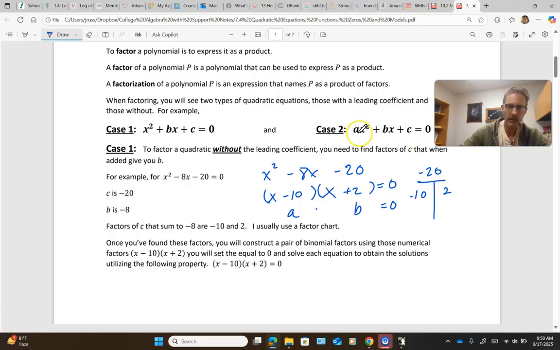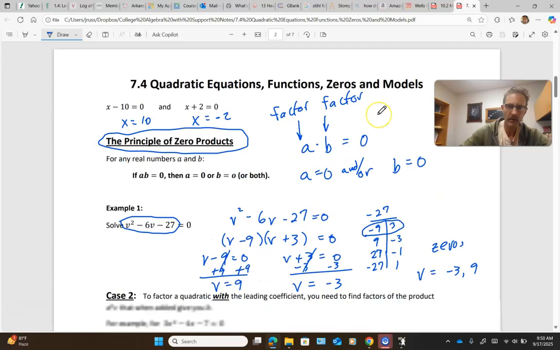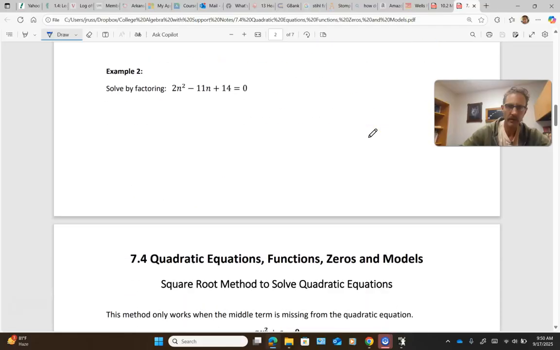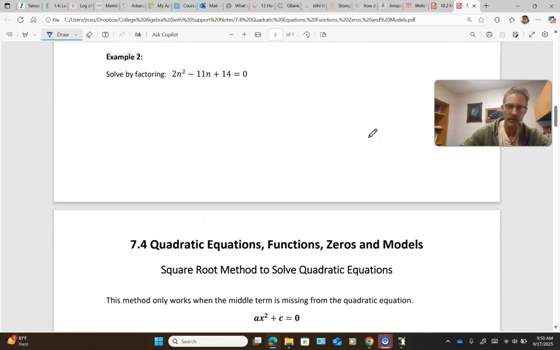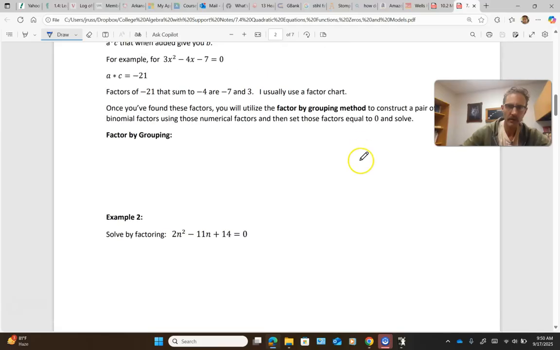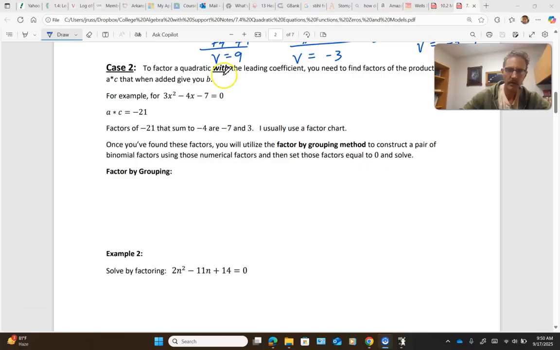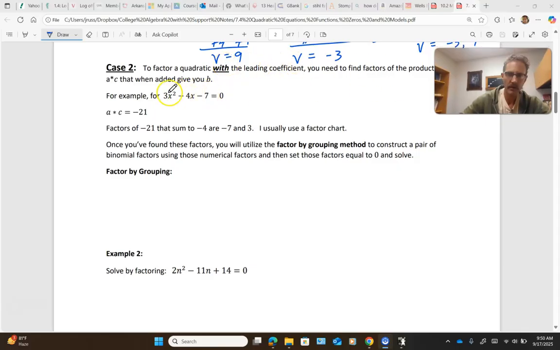What about case 2? When there is a leading coefficient, and it's not 1, it's some other number. Those require a little extra work. Most students aren't too fond of them just because they're kind of time-consuming. So case 2: to factor a quadratic equation that has a leading coefficient that's not 1, like this one, for example.